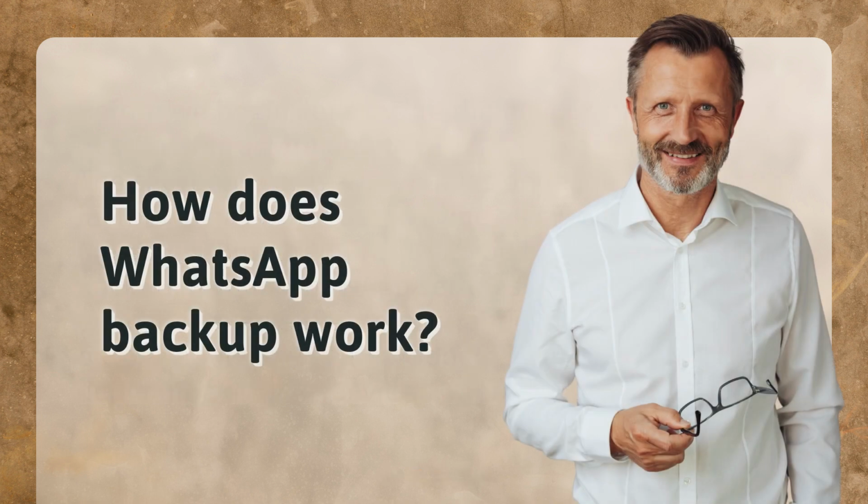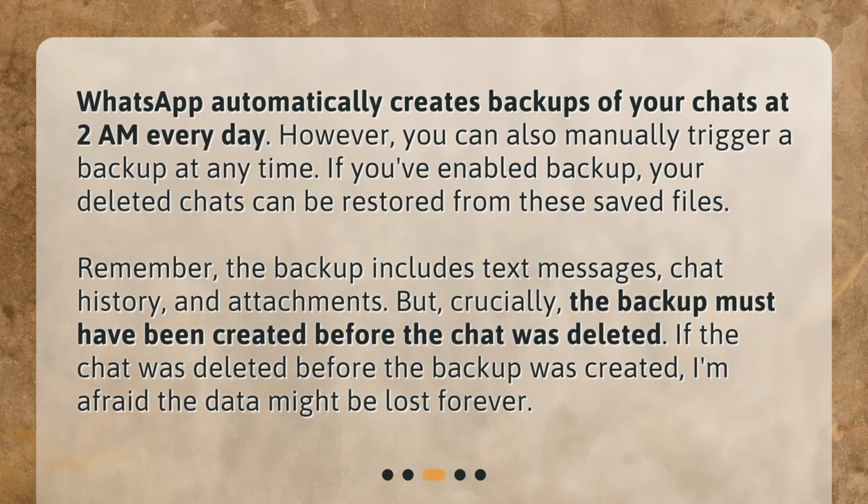How does WhatsApp backup work? WhatsApp automatically creates backups of your chats at 2 a.m. every day. However, you can also manually trigger a backup at any time. If you've enabled backup, your deleted chats can be restored from these saved files. Remember, the backup includes text messages, chat history, and attachments. But, crucially, the backup must have been created before the chat was deleted. If the chat was deleted before the backup was created, I'm afraid the data might be lost forever.